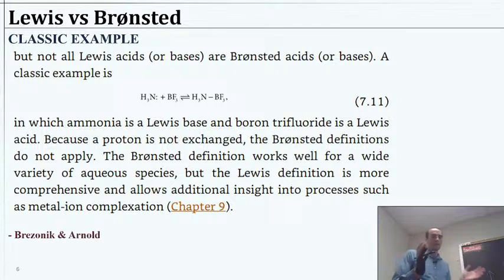The Bronsted definition works well for a lot of things, but the Lewis acid definition allows it to work here because the electron transfer, donation or accepting is what's really important. So don't worry too much about it. I'm just elaborating to say there are some edge cases here that we could deal with.